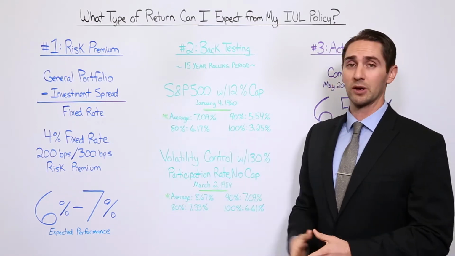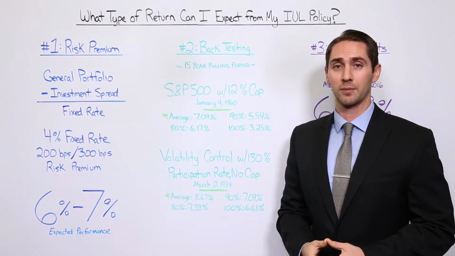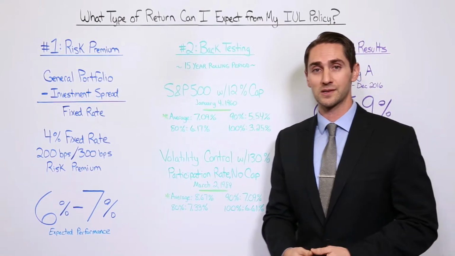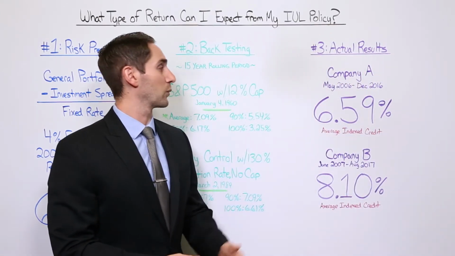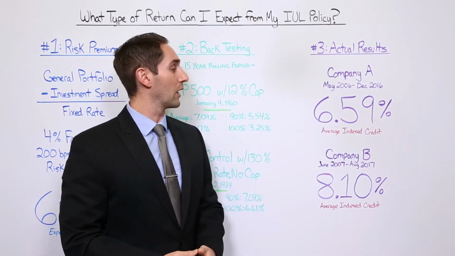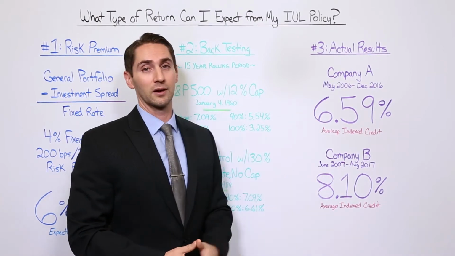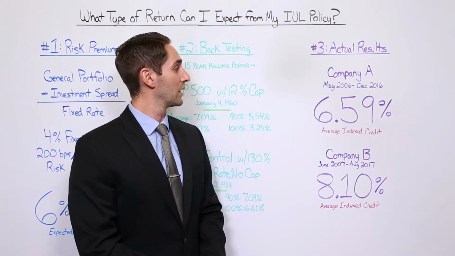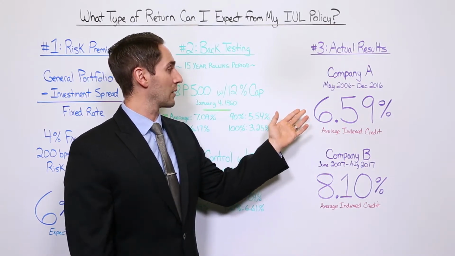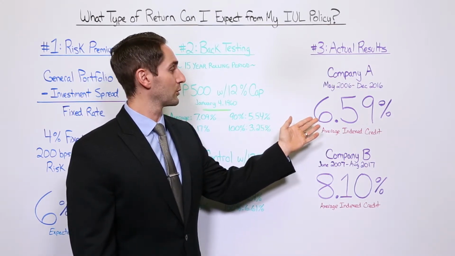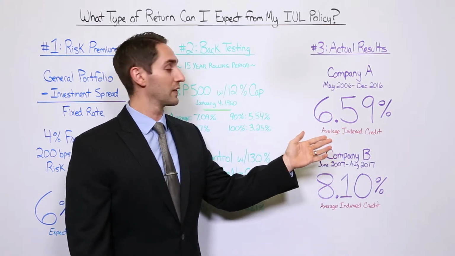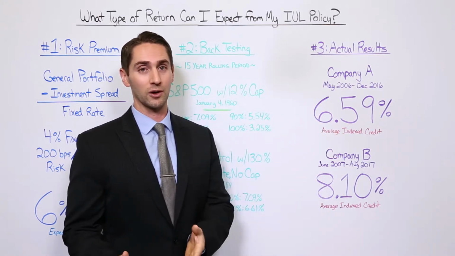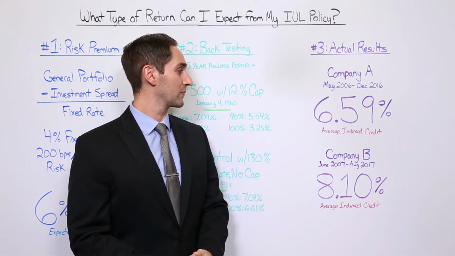So we talked about risk premium, a simplistic way to estimate policy performance, and back testing, which is using past performance and current cap rates. Let's finish off with actual results. Now, we're going to look at two prominent companies that have been offering IULs for a significant period of time. Company A, we're going to look at May 2006 through December 2016. This looks at every single policyholder who owns an IUL contract through Company A.